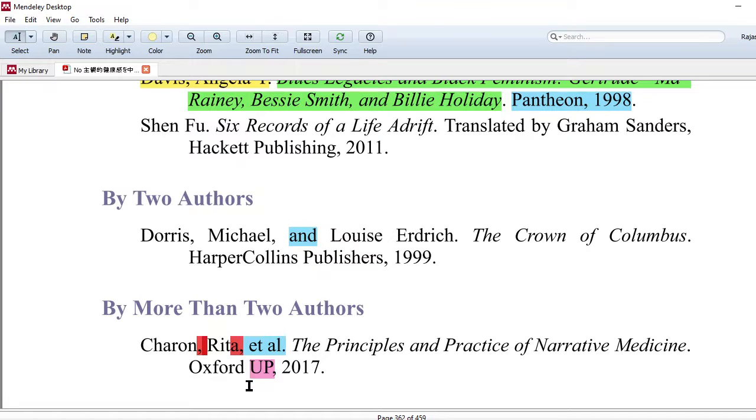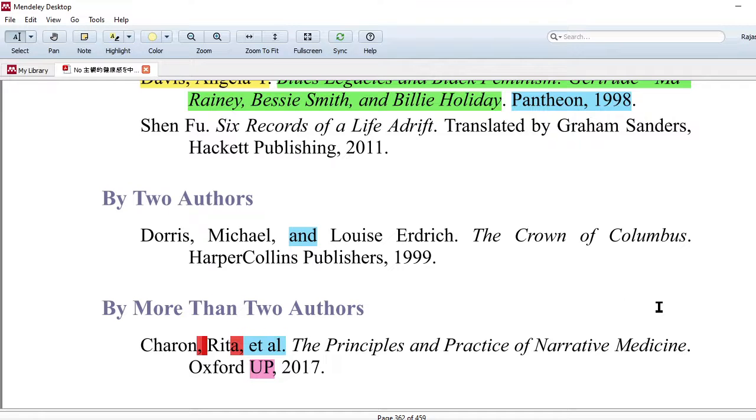And Oxford. And a very, very important thing here is that University Press is no longer mentioned in full. Instead, it is given only as UP in short form. Oxford, if it is Cambridge University Press, Cambridge will be in full form. But University Press is mentioned only as UP, not in full. Kindly make a note of this change. After that, a comma, then the year, and then you have to put a full stop.